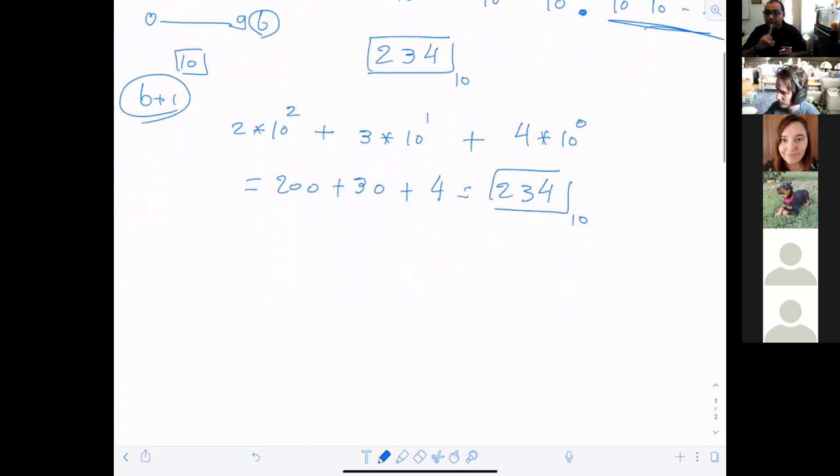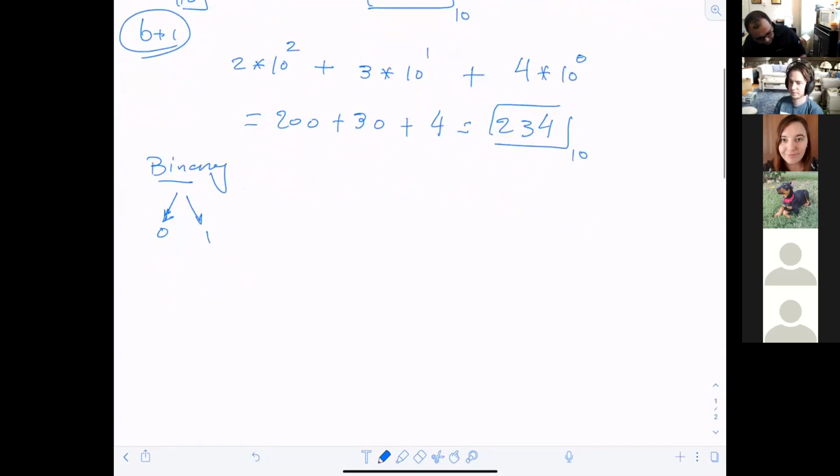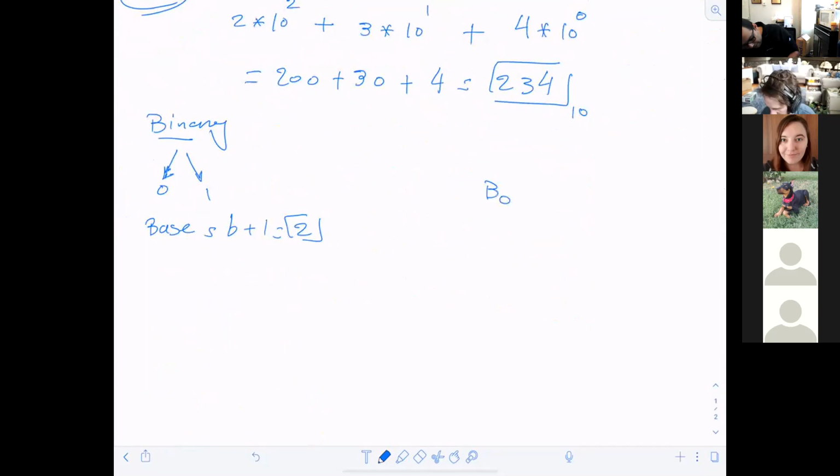Now in binary, when I say binary, that means I have just two roots of numbers. What are these two roots? We have electricity, or we don't have electricity. We have 0 and 1. So our base is equal to b plus 1, which is 2. In that case, what I have seen here in decimal can turn into b0, b1, b2, with 2 power 0, 2 power 1, 2 power 2.